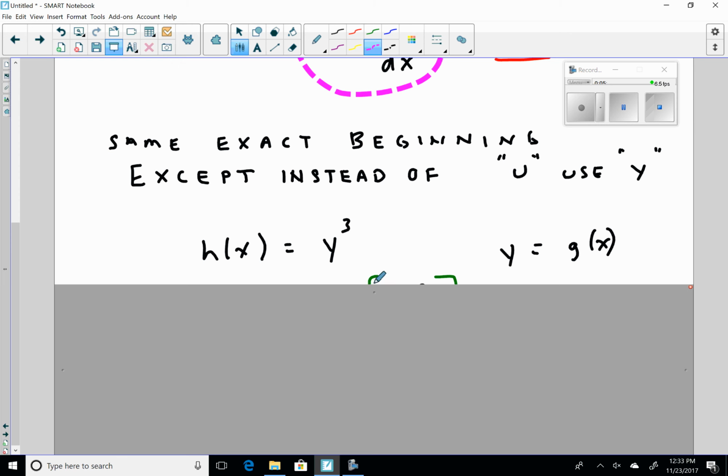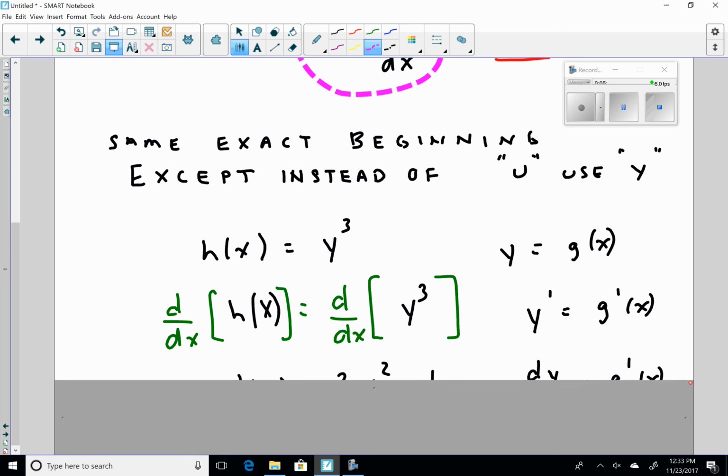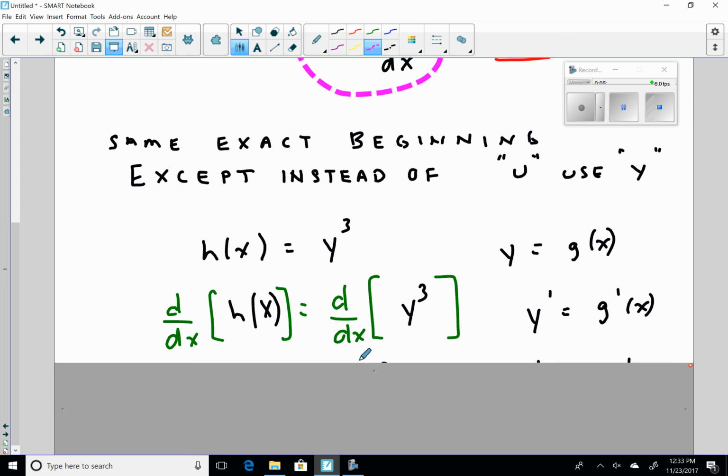I have h of x is equal to y cubed. Now I am assuming, again, since I am starting off with h of x, that y is this function of x, g of x. In like manner, I apply the differentiation operator on this: d dx of h of x, d dx of y cubed.